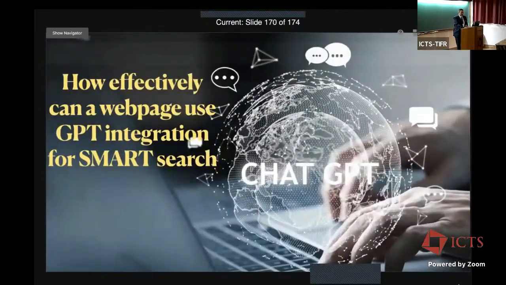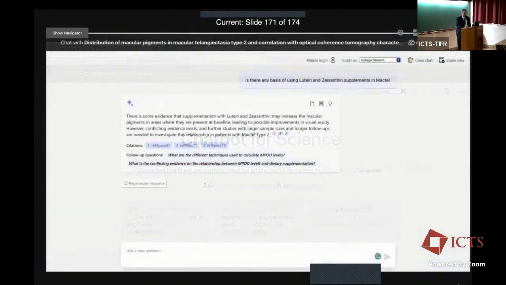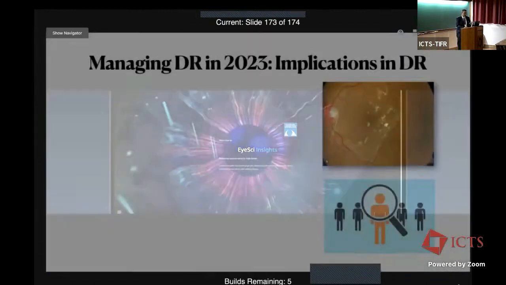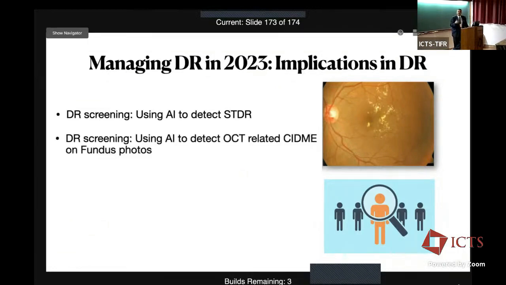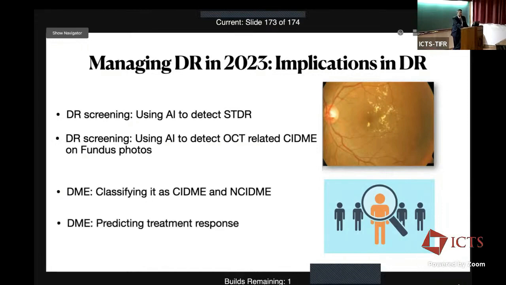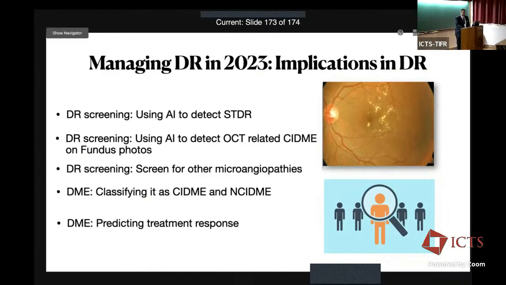Okay, so I think I'll just skip this. Definitely for efficient searching, it is needed. So, managing retinopathy in 2023, possible implications: definitely AI has a role in detecting sight-threatening retinopathy. It can even detect OCT-related CI-DME, center-involving DME, from a retinal image and classify whether it is center involving or not, because treatment will change. It can predict the treatment response. We can also look into screening other microangiopathies using retinal images.